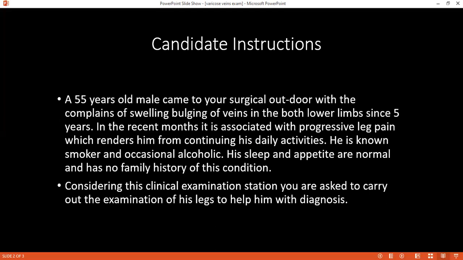Yes, provisional and differential diagnosis. Possibly the patient is suffering from varicosities of both the lower legs, but I would like to keep a differential. Possibly it could be a lymphedema, so I would like to exclude that.